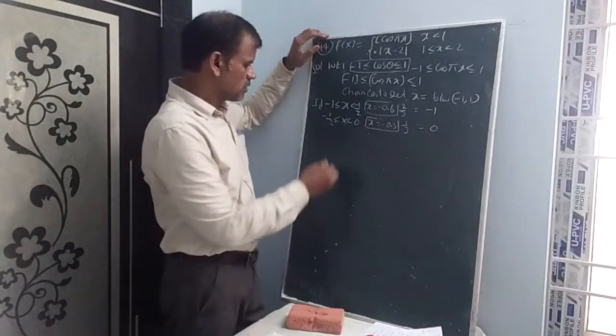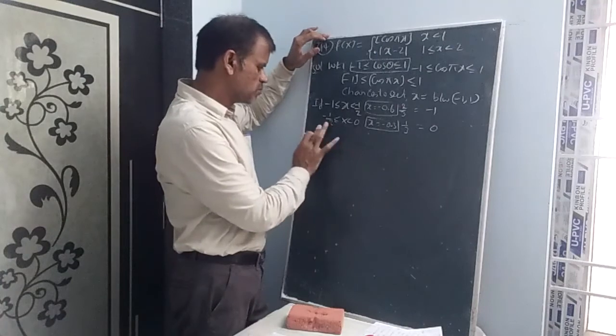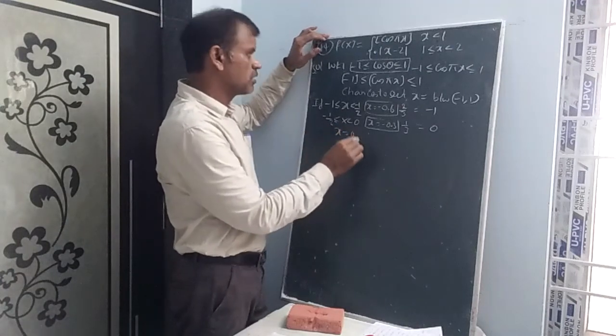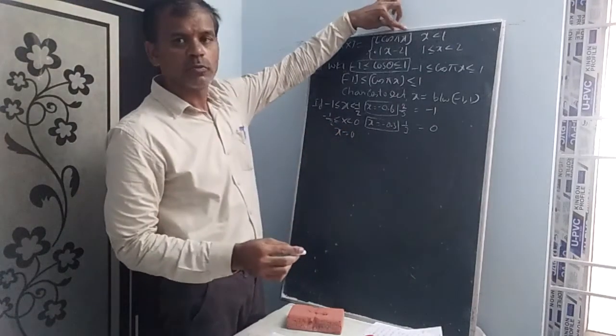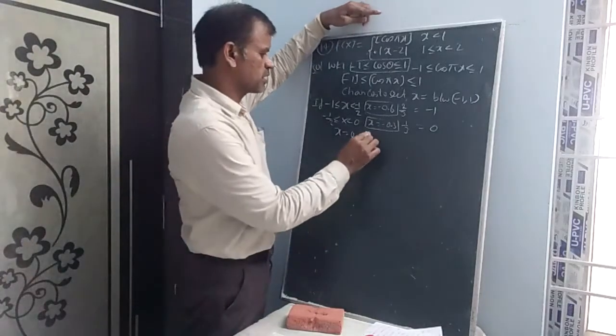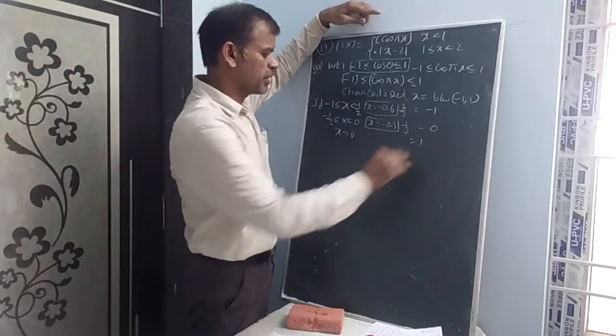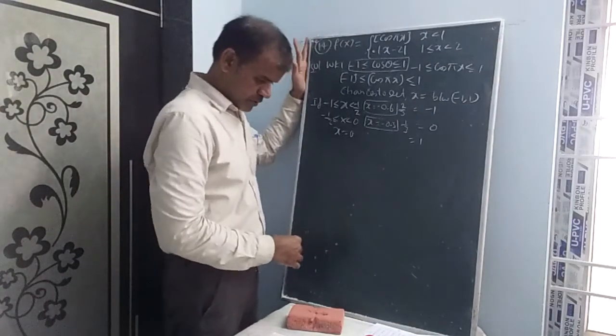At x = 0, I am writing cos(π·0), which becomes cos 0. The value of cos 0 at x = 0 is 1.